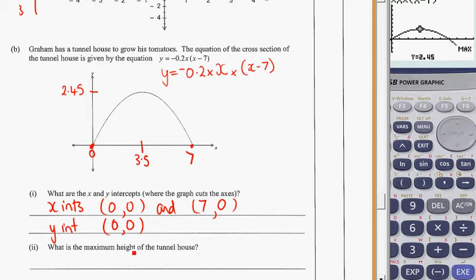Now part 2, what is the maximum height of the tunnel house? Well, we've already solved that, because I can see the maximum height is up here at 2.45 metres, the maximum height. Remember the unit.